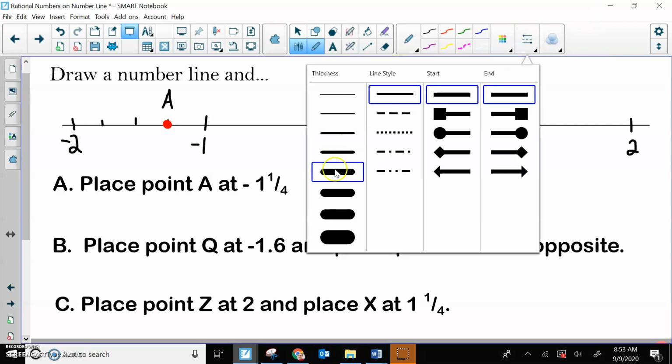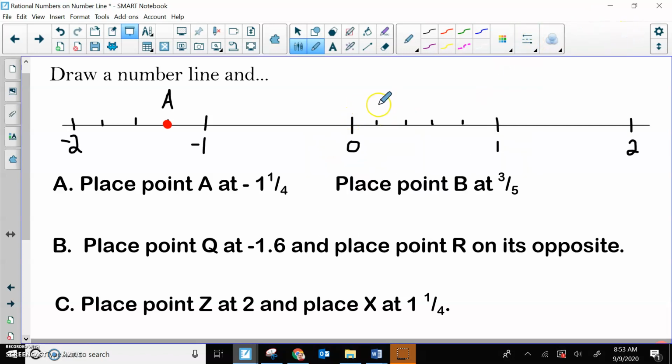So let's find 3/5. So here we're just counting 1/5, 2/5, 3/5. It should be a little past the halfway mark. And while it's not perfect here, it's not too bad. You know, it probably could move over a little bit, but there we go. So that's point B. So we'll label, put our B up here.